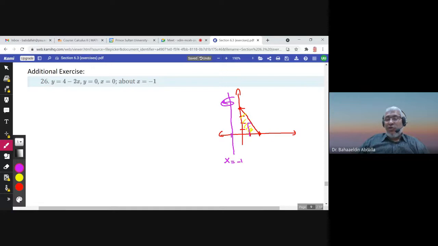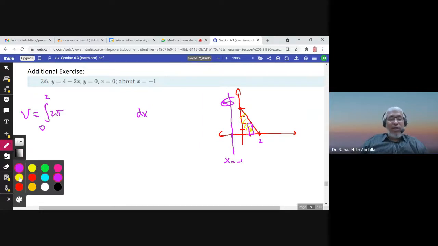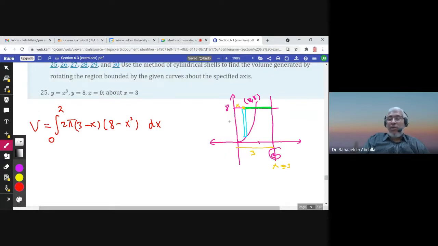So we choose a rectangle parallel to the axis of rotation. So the volume would be the integral with respect to what? dx, because the width is delta x, from x equals 0 to 2, of 2 pi times... Now where is the width? Well, sorry, not the width, the radius.